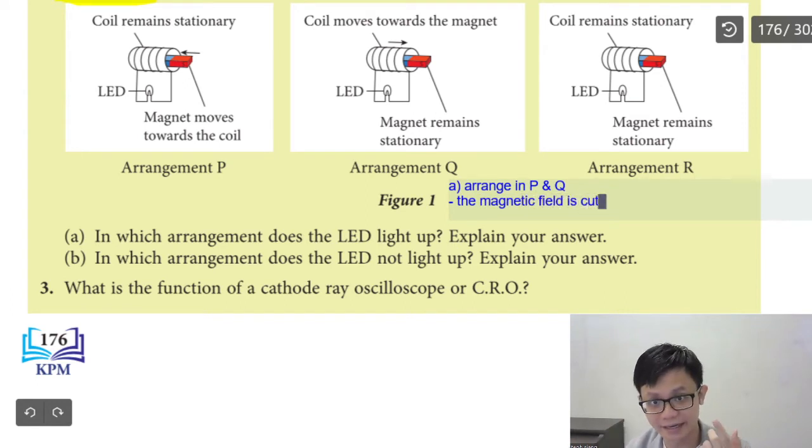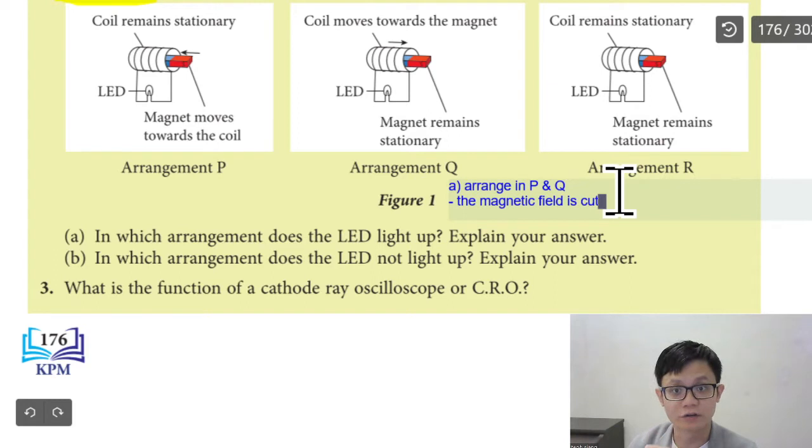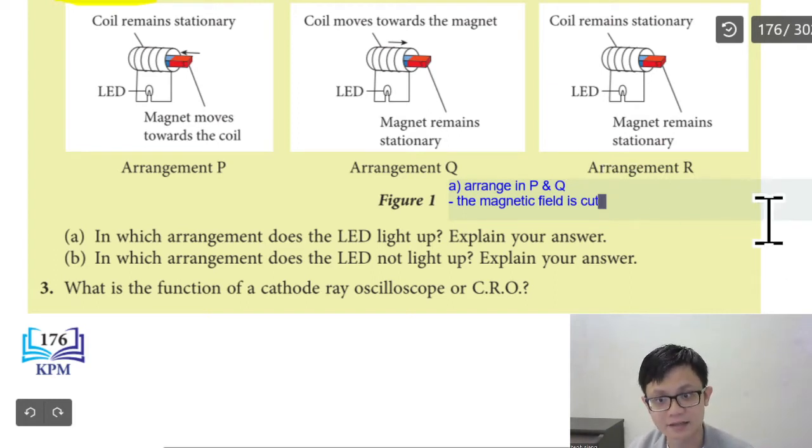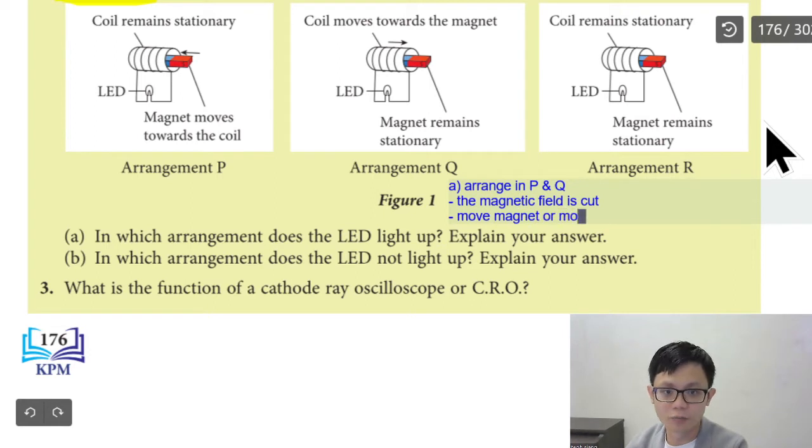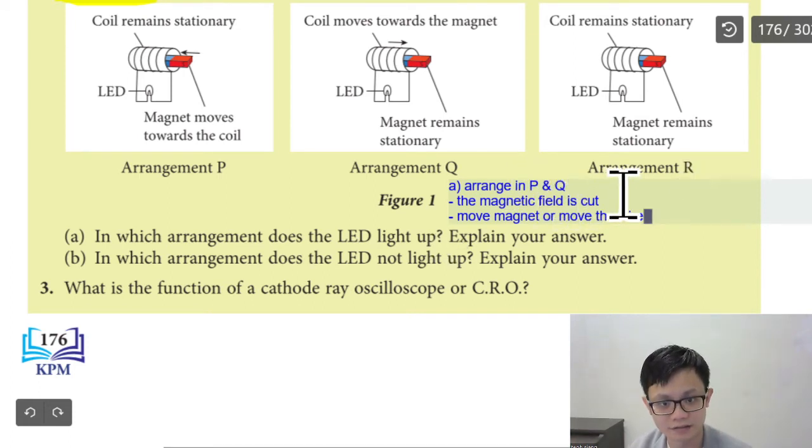If you want to make electric, you need to cut the magnetic field lines. Magnetic field lines are cut. Like in the previous video I already taught, you want to make electric, you cut the magnetic field. How do you cut the magnetic field? Either you move the magnet or you move the wire. It's the same thing. As long as the key point is the magnetic field is cut.